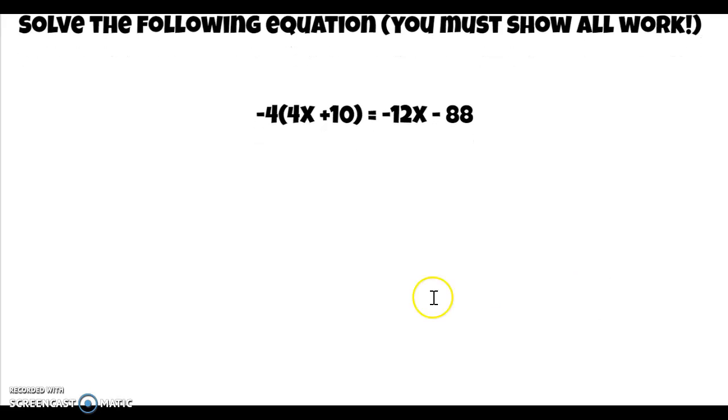Solve the following equation and you must show all work. Well, this is bringing back some memories. First thing I have to do is distribute whatever's on the outside to everything on the inside of the parentheses. So -4 times 4x is -16x. -4 times +10, well, a negative times a positive is a negative, and 4 times 10 is 40. And then on the other side, I still have -12x minus 88.